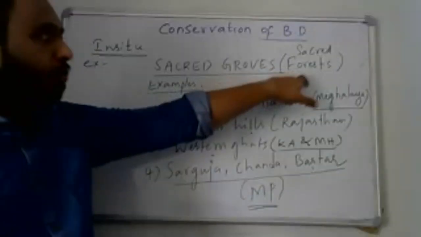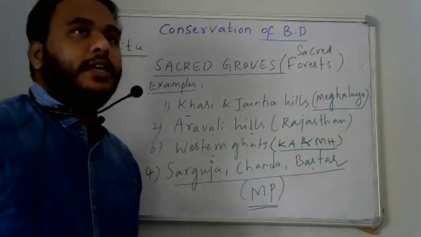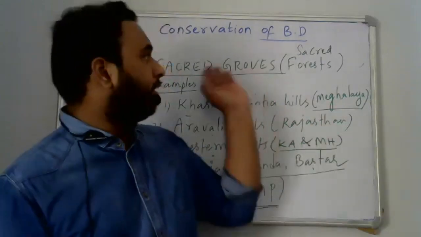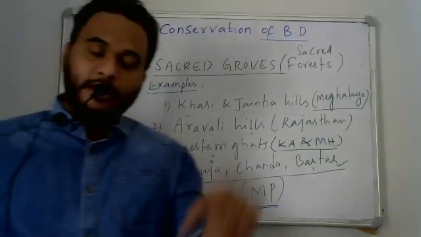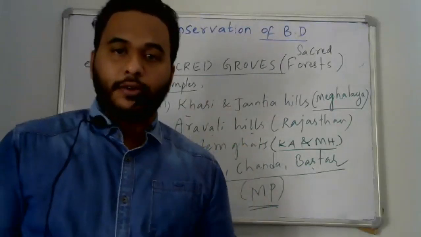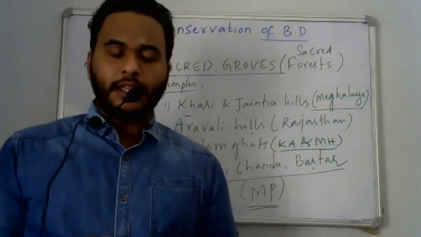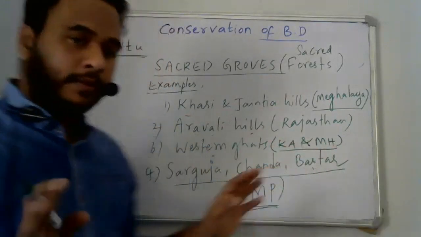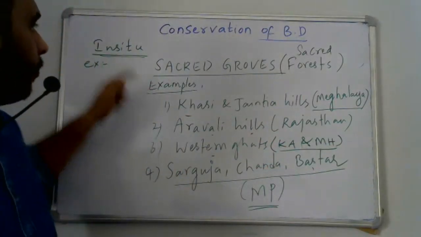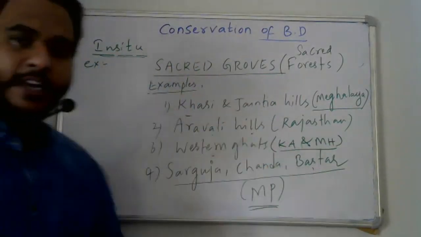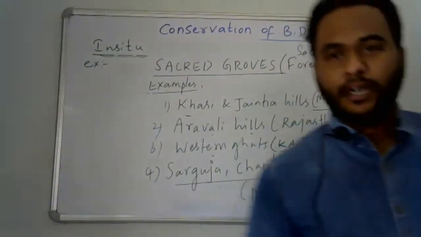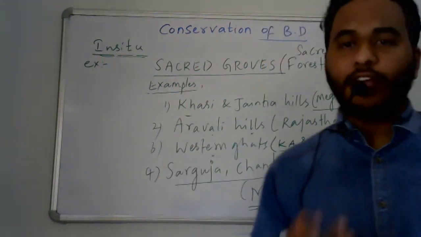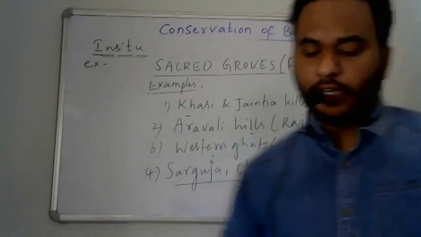Sacred groves are also called sacred forests. Sacred in Kannada and Telugu we call Pavitra, that is sacred. The local tribals have been given all the rights to protect and conserve, and even the government helps them in protecting them. Any kind of private ownership is not allowed. So sacred groves come under in situ conservation only. There is nothing much to discuss about ex situ conservation. In situ conservation examples, each and every one we have to study, and ex situ conservation I'll also explain in a simple way.